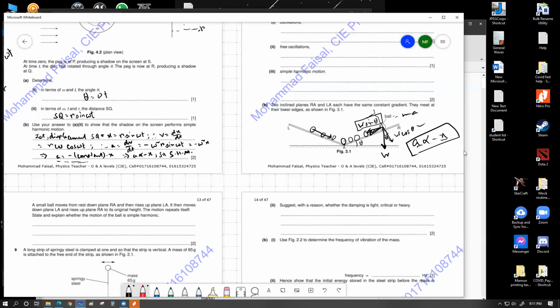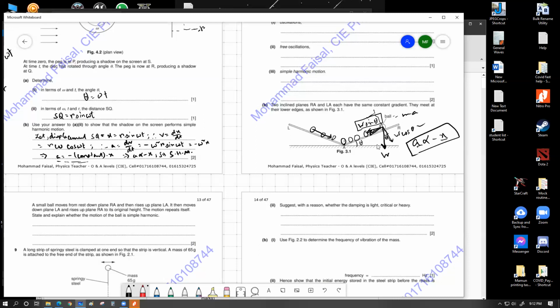W sin theta is the force that causes the ball to move back to position A. This force magnitude always remains constant for any position of the ball on plank AR or plank AL. So A proportional to minus x is not followed. Hence the motion is not simple harmonic. So I would emphasize the fact that the force responsible for moving this object remains constant. It is not having a gradual change as displacement is becoming a variable. And that's how I would write the answer.